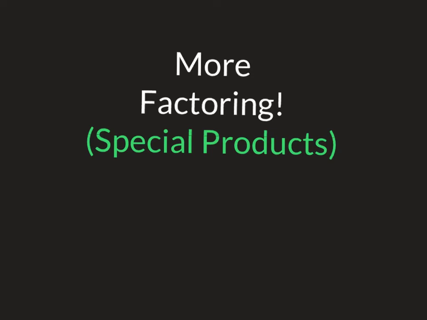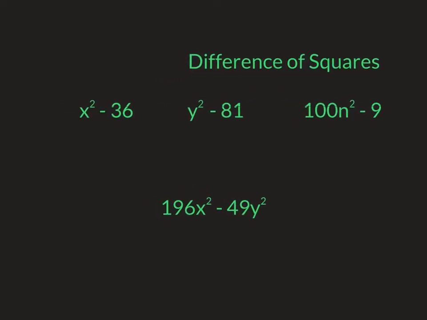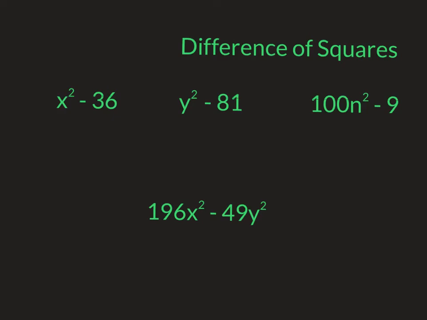Hey guys, today we've got more factoring. Special products. Let's get going. These are special types of factoring today, and we're going to do three different types. The first one's called difference of squares. I think it's the easiest kind of factoring that you can do.